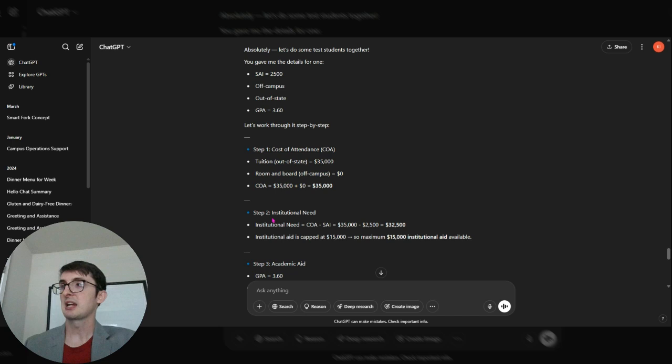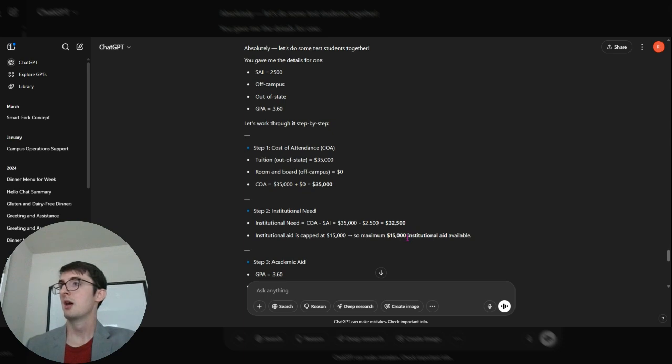The next step is to calculate the institutional need. For that calculation, they take the cost of attendance and then subtract the student aid index. The student aid index I gave him for this student was 2,500. And so his institutional need is 32,500. There are parameters on how much institutional need can be given. It's capped at $15,000, so the maximum is 15,000.